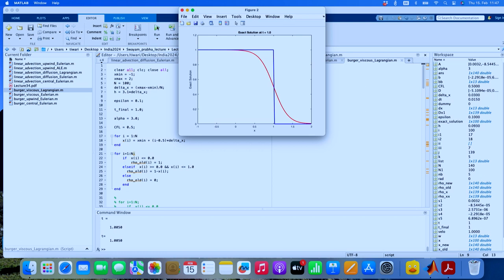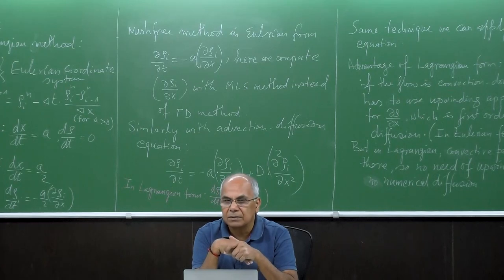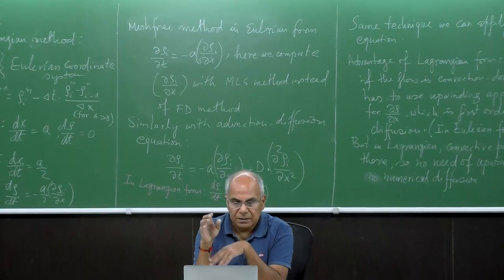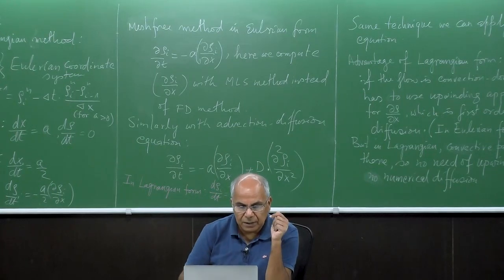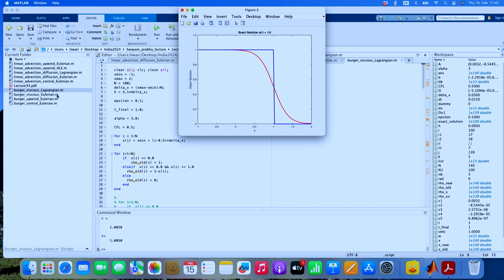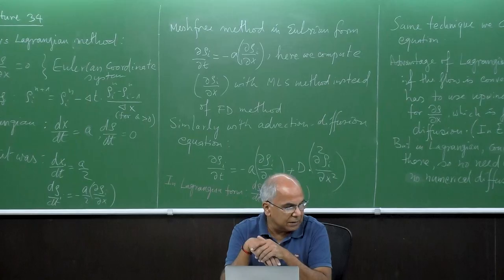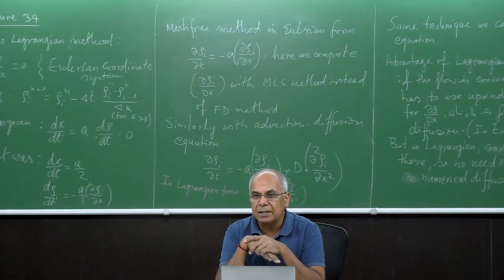As long as a large viscosity is there, whether it is a linear or non-linear equation, we have no problem. With either Eulerian or Lagrangian formulation, we get a similar, smooth solution. But when the viscosity is very small compared to the advective part, either linear or non-linear, we get the oscillation. So I think now you have understood the advantages and disadvantages of the Lagrangian, arbitrary Lagrangian Eulerian, purely Lagrangian, or purely Eulerian approaches.